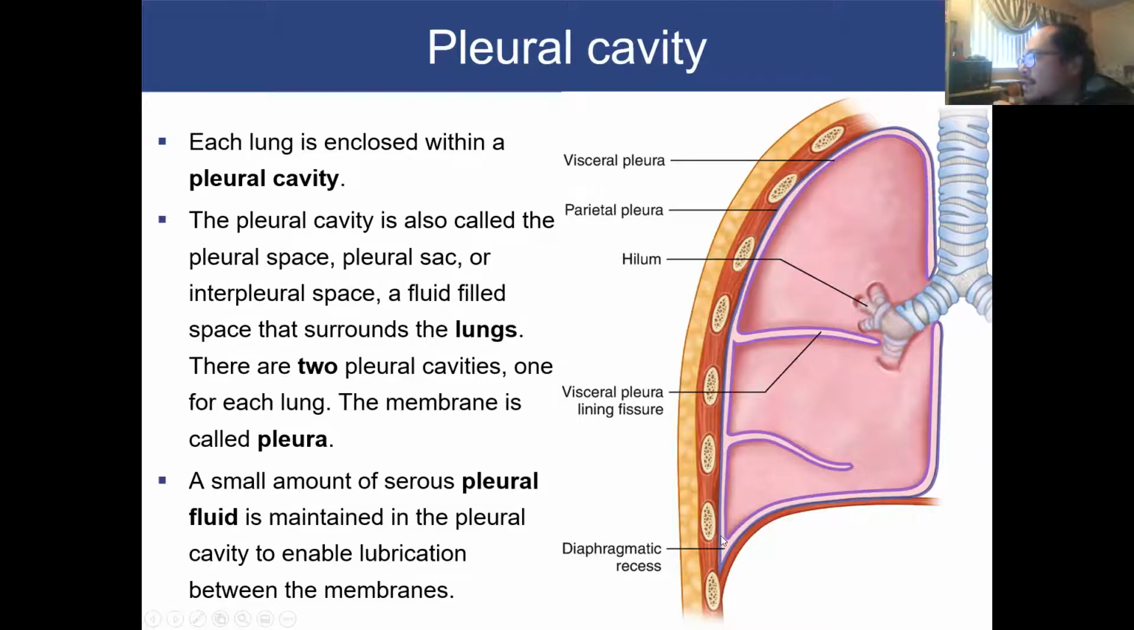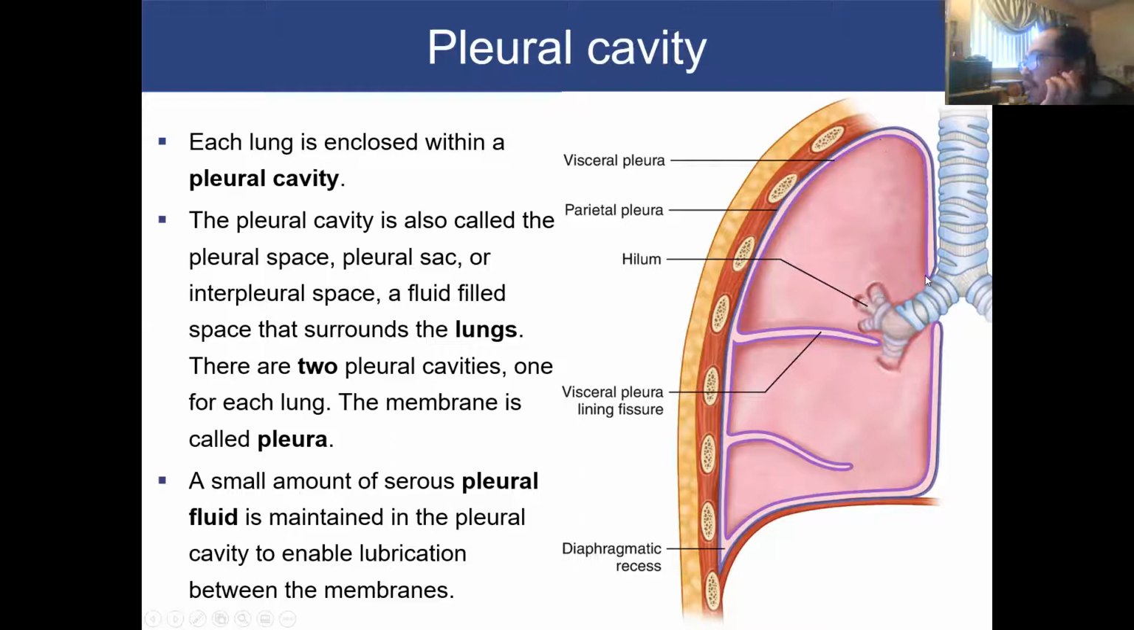This space is called the pleural cavity, or pleural space. And the membrane is called the pleura. So here, this membrane is called the pleura. This pleura can be divided into two pleura, even though it's continuous, as we saw earlier. But it can be divided into two pleura.